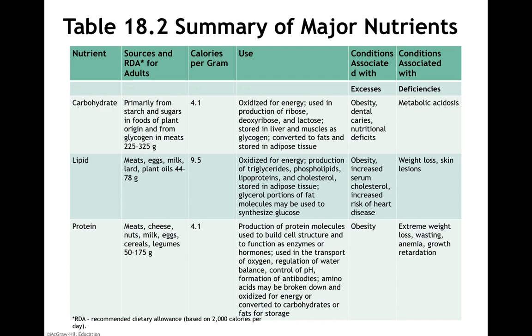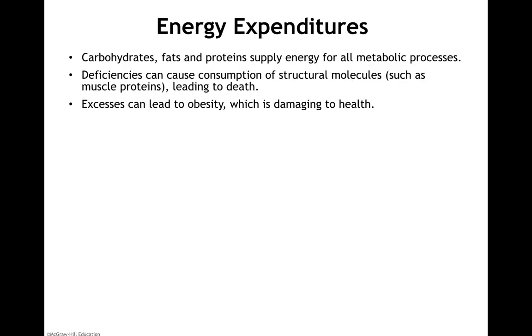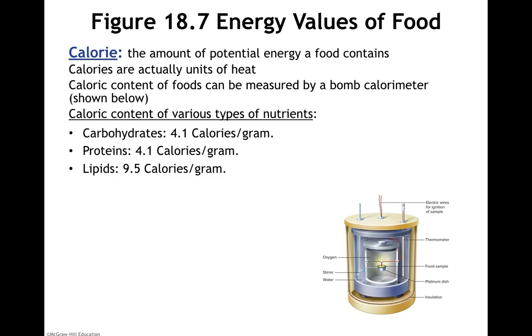So here are those 3 major ones: carbohydrates, lipids, and proteins. Energy expenditure: those carbohydrates, fats, proteins supply energy for metabolic processes. First carbohydrates, then fats, last resort protein. Deficiencies can cause us to consume our structural molecules, and that can lead to death. Excess can lead to obesity, which is damaging to health.